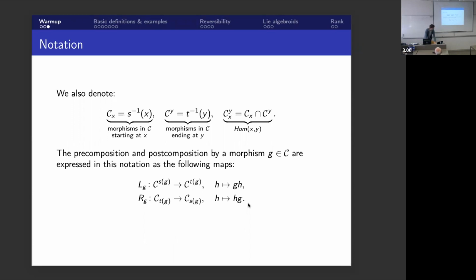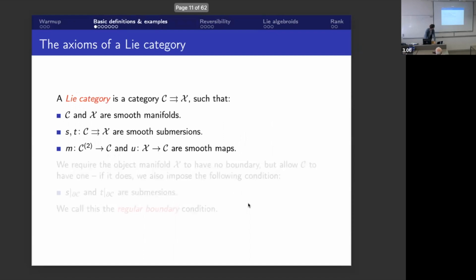It may seem a little bit non-standard to some. All right, so let us define what a Lie category is. It's a small category, so the classes of states or objects and morphisms are sets, and not only are they sets, they are also smooth manifolds. The very next thing that we are going to require is that the source and target maps are smooth submersions. It will become clear why we are requiring this in just a second.